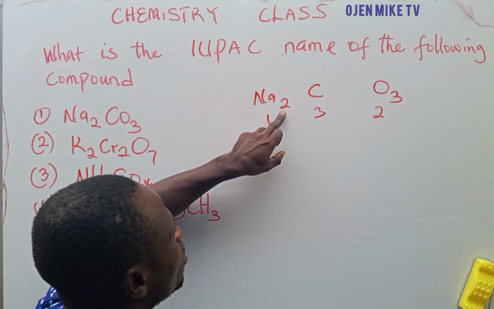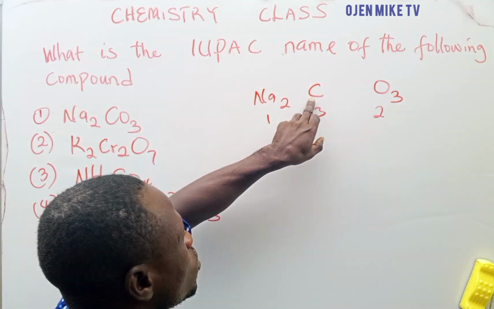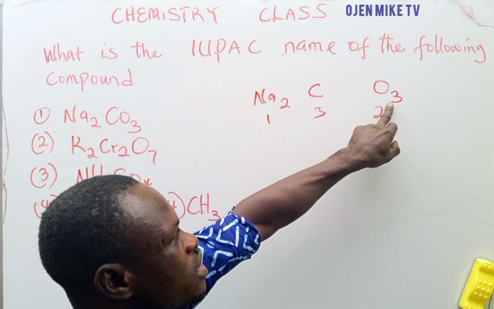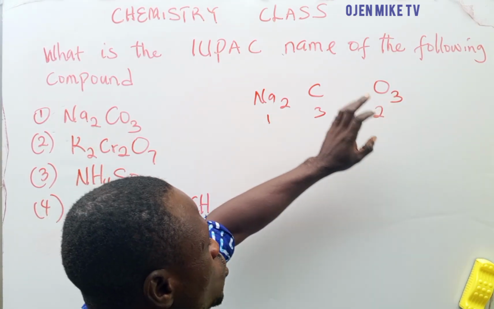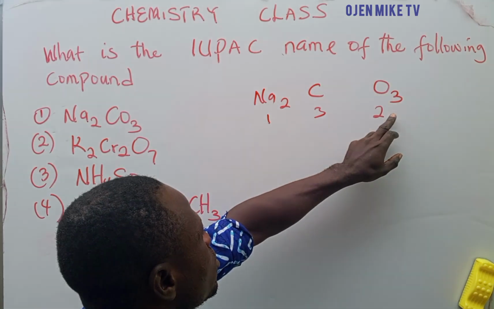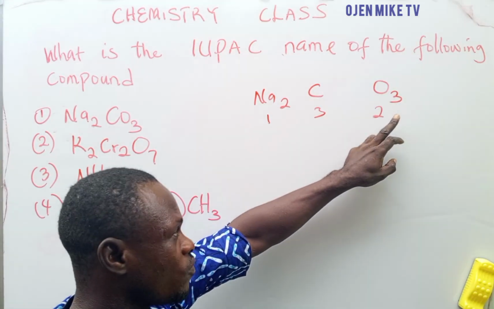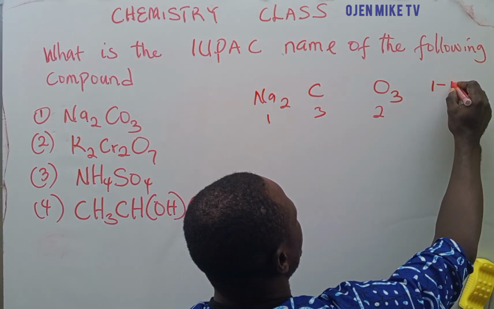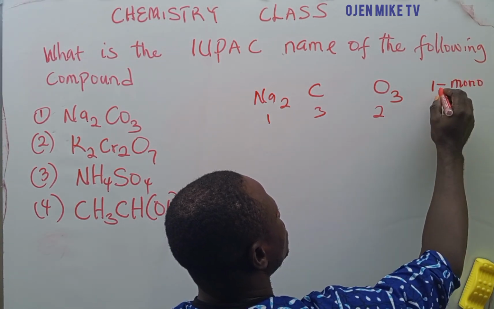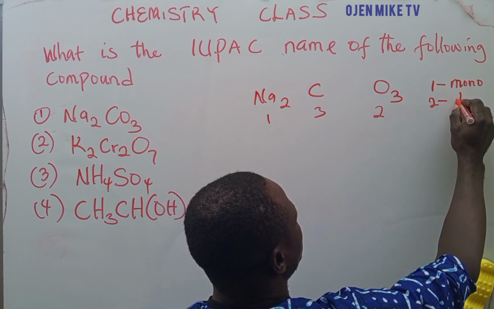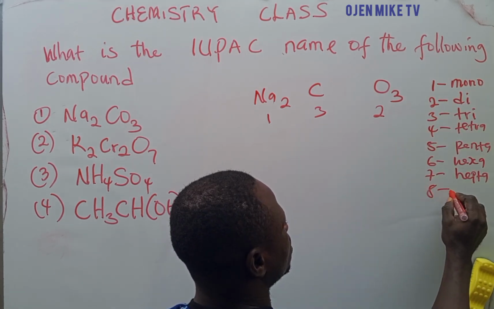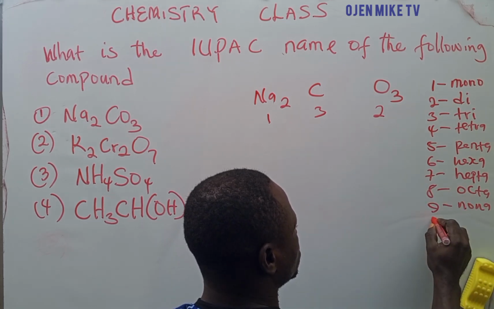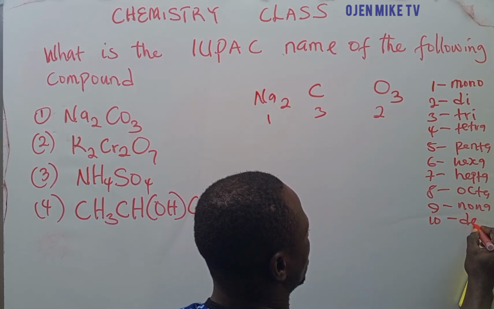Now we have this one here. For this one is sodium, for this one is carbon, and this one is oxygen. Oxygen has how many atoms? We have 3 atoms of oxygen. For the second, you must identify the number of oxygen atoms that are there. If oxygen is 1, you call it mono. If oxygen is 2, you call it di. If oxygen is 8, you call it octa. If oxygen is 9, you call it nona. If oxygen is 10, you call it deca, and so on and so forth.